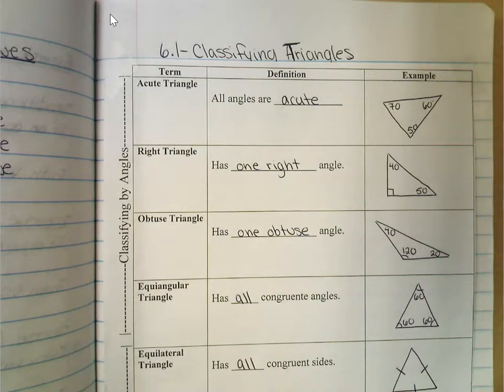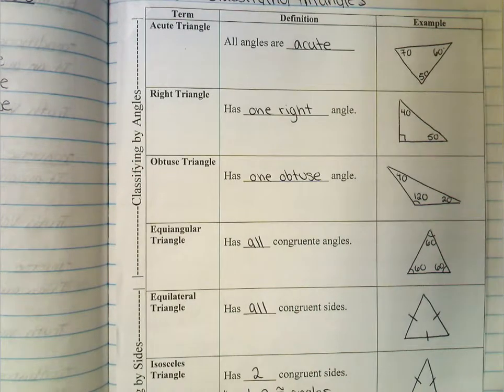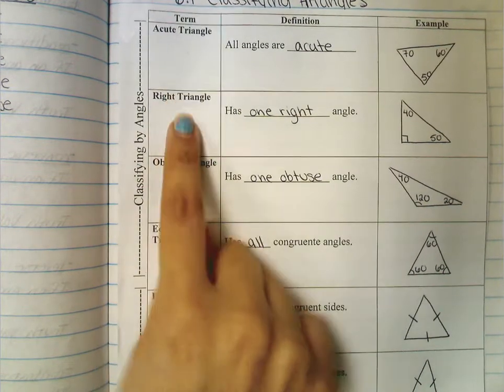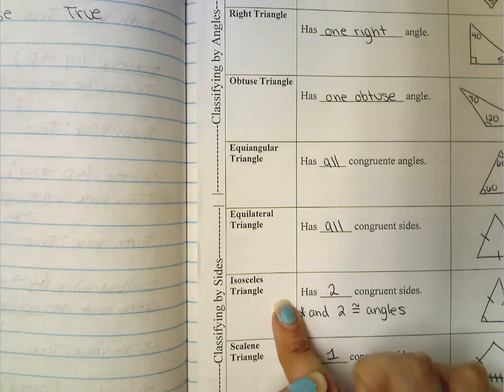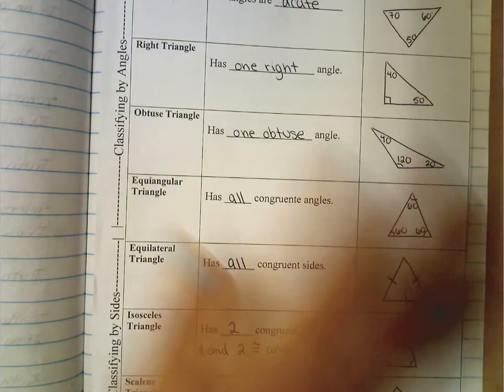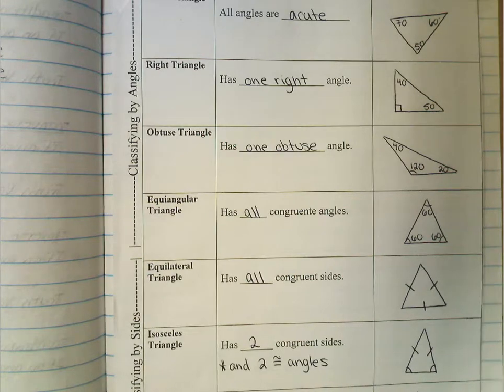Right, this next unit is 6.1, classifying triangles. Whenever we're classifying triangles, we either classify by angles or by sides. The first four options that I have, acute, right, obtuse, and equiangular, are classifying by angles. And then equilateral, isosceles, and scalene are classifying by sides. You can find these notes under the document that's titled 6.1 notes.